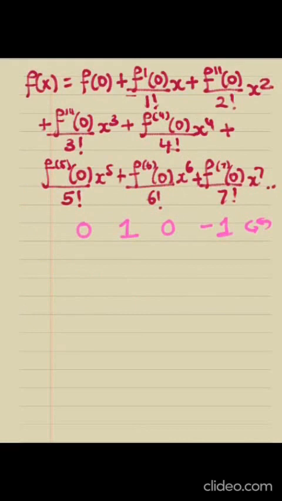So for reference, I have here the Maclaurin series, and we're going to use these 4 repeating numbers, so 0, 1, 0, negative 1. And we're going to use those in our Maclaurin series. So sine x equals f of 0, which is 0, plus f prime of 0, which is 1. So 1 over 1 factorial times x, which is just x, plus f double prime of 0 over 2 factorial times x squared, which is 0 because f double prime of 0 is 0.